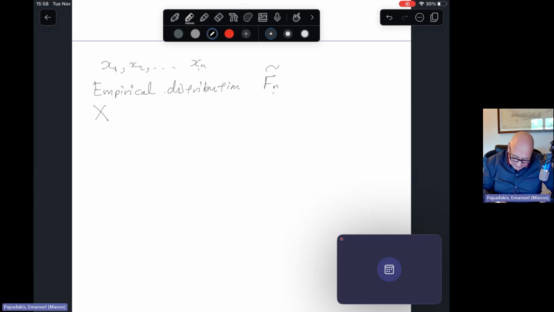The random variable x also has a distribution function. This is what we call the cumulative distribution function. So when I use the word distribution function, I mean cumulative distribution function. And I will call it f sub x, okay?